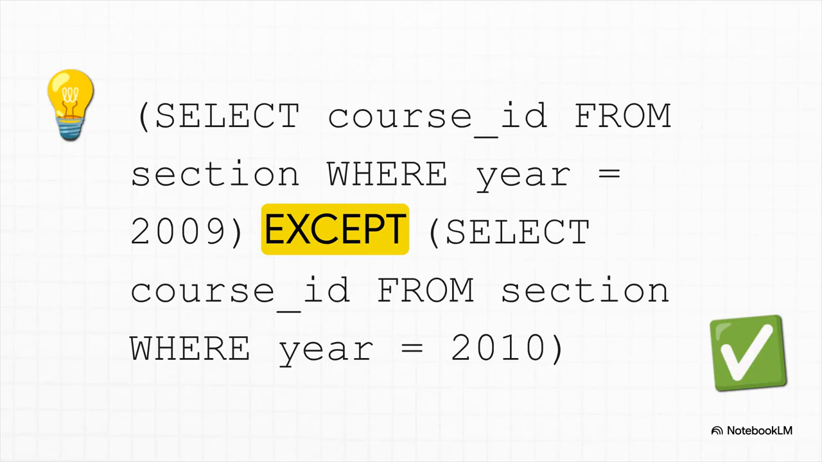And check out how clean this solution is. You just run one query to get all the courses from 2009. Then you run another for all the courses from 2010. You stick the word except right in between them, and boom. SQL does the heavy lifting and gives you the exact answer you wanted.